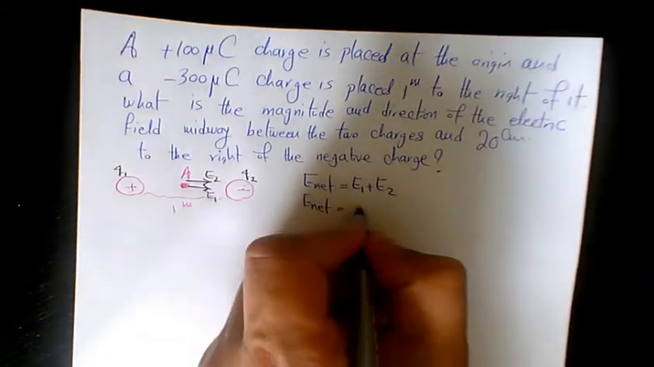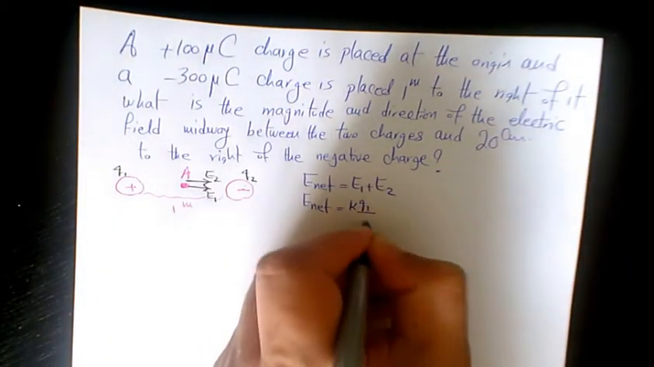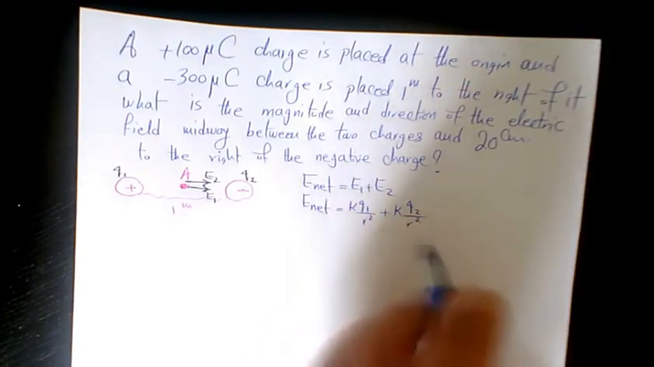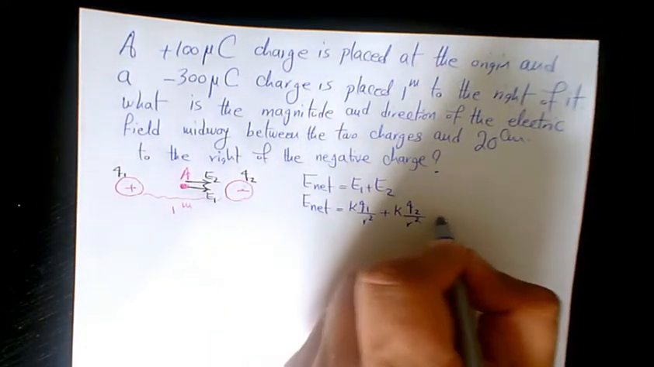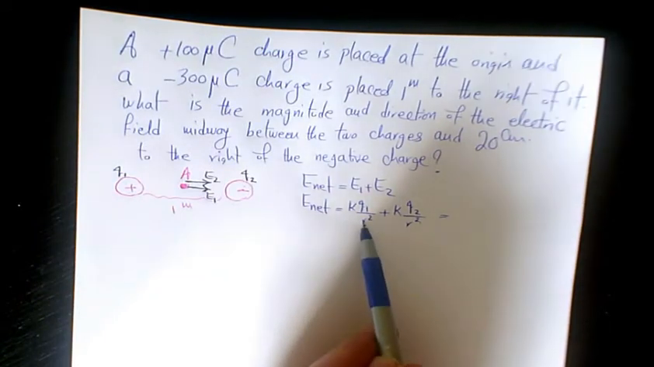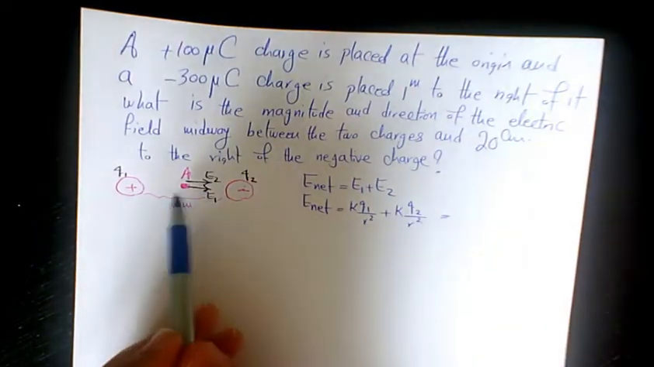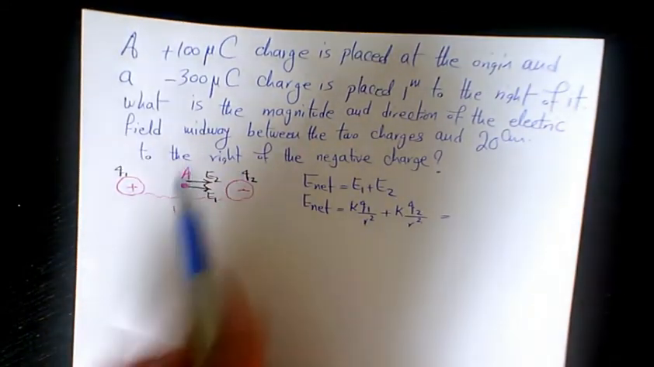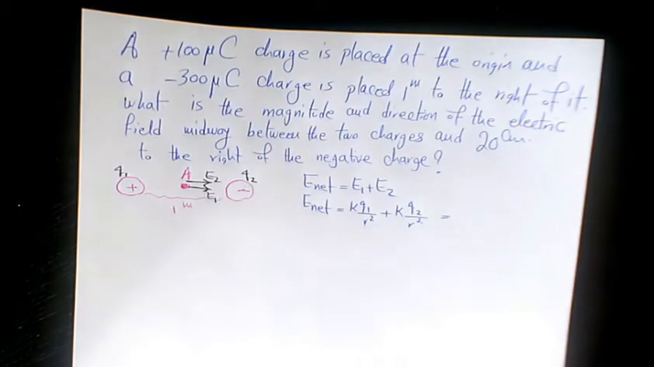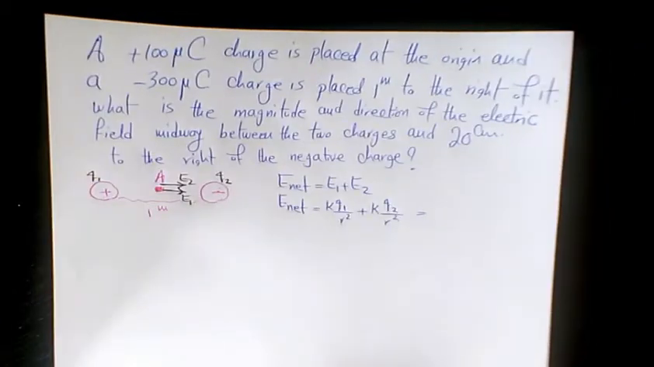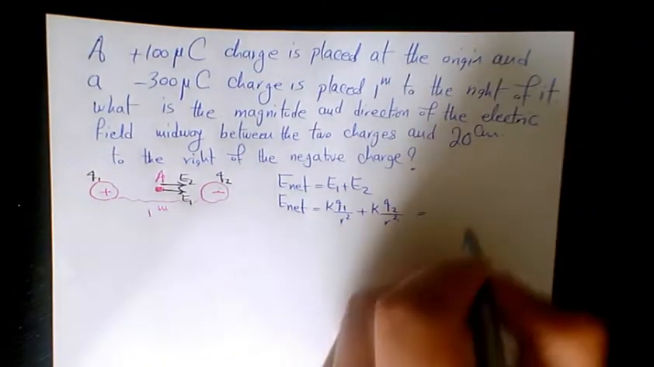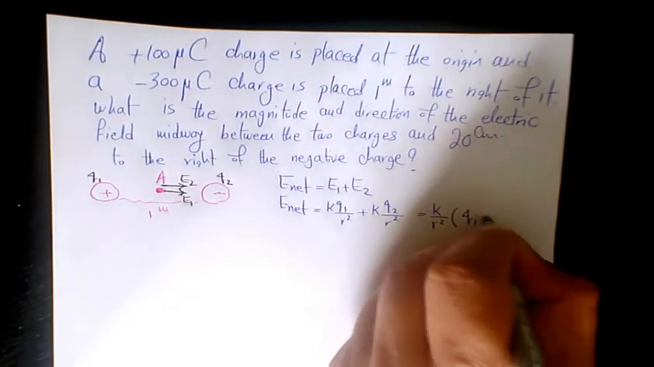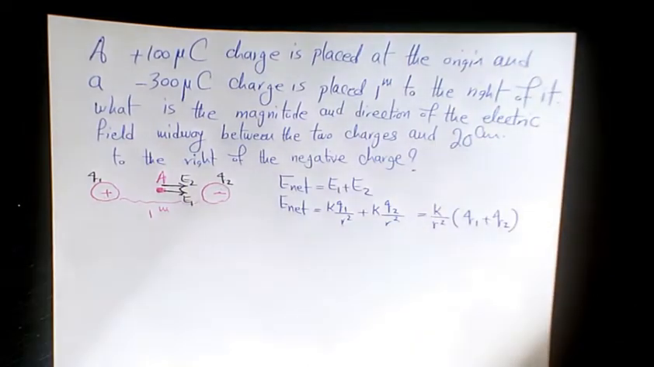K Q1 over R squared plus K Q2 over R squared. K is constant, it's not changing, and these two R's are different. One of them is from here to here, and the other R is from here to here. But in this case, both of them are equal, since it's halfway, it's going to be 0.5 in each of them. So it's better to factor it, and then we're going to have Q1 plus Q2.